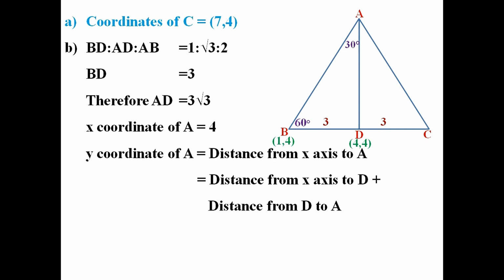The distance from the x-axis to D is actually the y-coordinate of D, so it is 4, and the distance from D to A is AD, that is 3 root 3. Therefore, the y-coordinate of A is 4 plus 3 root 3. Hence, the coordinates of A are (4, 4 + 3 root 3).